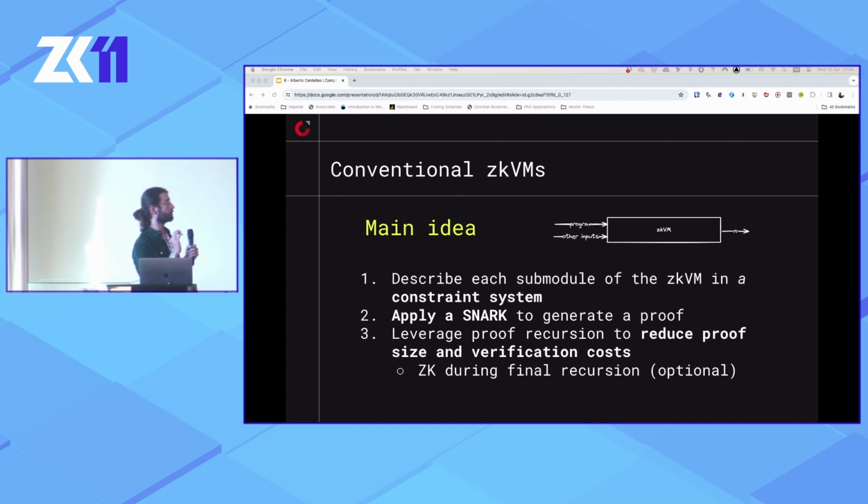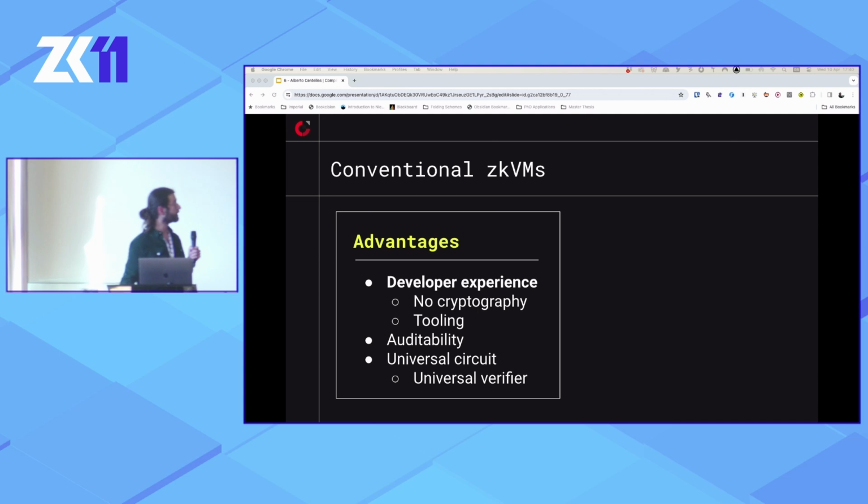So this is a monolithic approach, and as we are going to see, even though it brings some advantages like developer experience, there is no more need to know about cryptography ourselves. There is a lot of tooling that developers can use. There is more room for auditability, because now we only need to address this set of opcodes instead of any circuit that we are compiling to. And we have a universal verifier, meaning that it's only one verifier for all circuits.